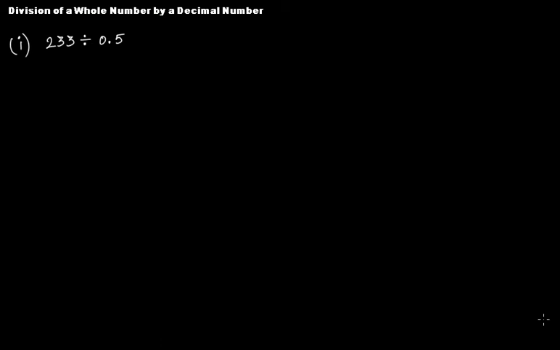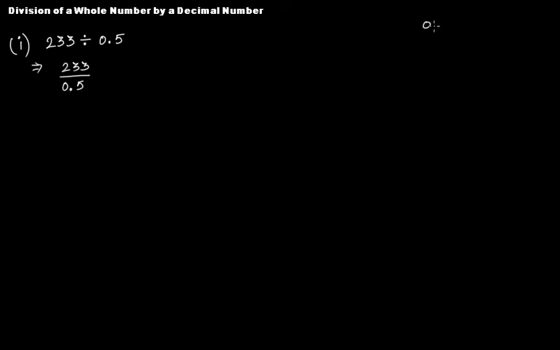After learning how to divide a decimal number by a whole number, let's learn how to divide a whole number by a decimal number. This is our first question, 233 divided by 0.5. Now this number can be written as 233 and this can be represented as 0.5. Okay. Now whenever you are dealing with division, it's always good to remove this decimal point, to get rid of this decimal point.